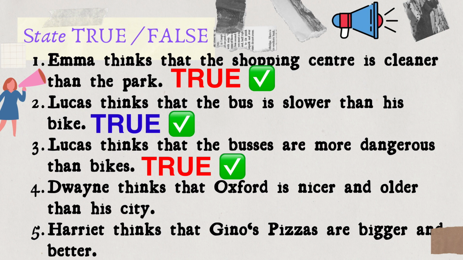I like older places. So the statement is true. The last question: Harriet thinks that Gino's pizzas are bigger and better.